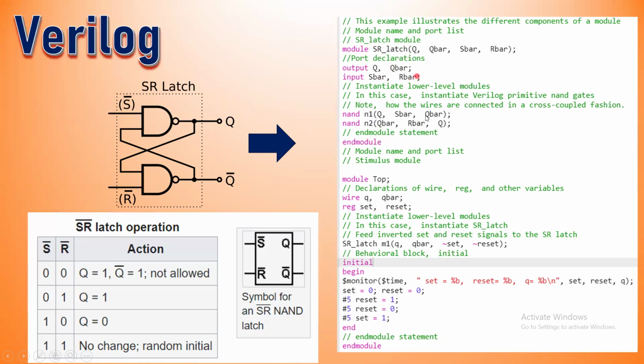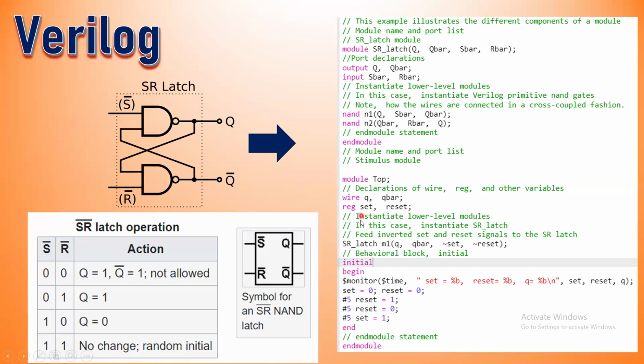Now, same as in this SR latch main design module, where I have instantiated Verilog primitives, for example, NAND gates, I would now instantiate an SR latch as a module in my test bench. So the lower level module inside the test bench would be this latch circuit. So what I'm doing is I will instantiate the SR latch.